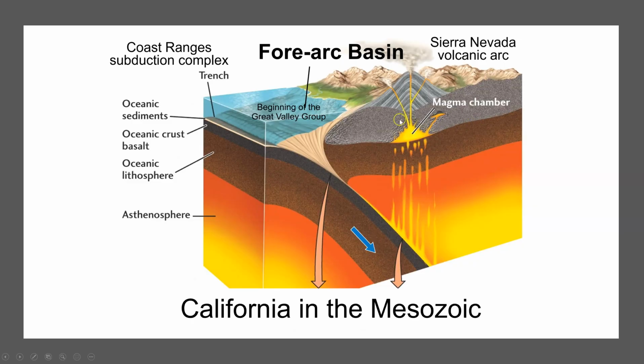Here's another look at a forearc basin. The Great Valley group would have been underwater for some time as the subduction zone was initiating. We have the oceanic crust subducting beneath the continental crust. The magma in the mantle is upwelling to create a continental volcanic arc, which would later be known as the Sierra Nevada. And the accretionary wedge is accumulating in the trench, creating the Coast Ranges subduction zone complex. And then the forearc basin would eventually come to surface once the water receded and we lost the subduction zone.